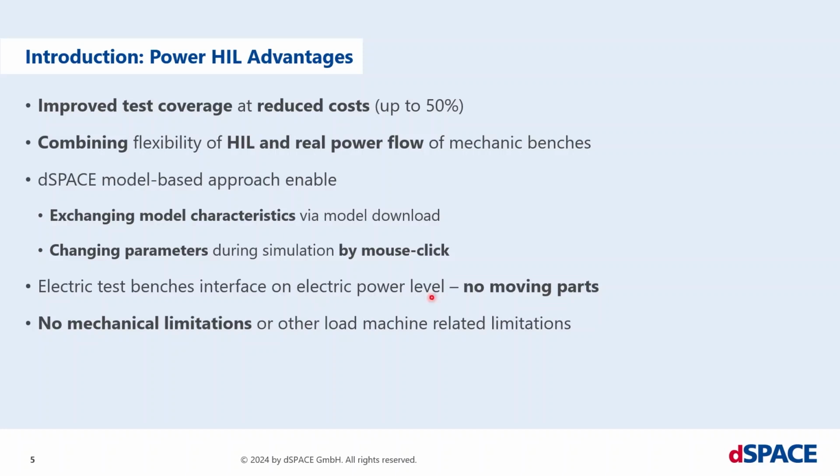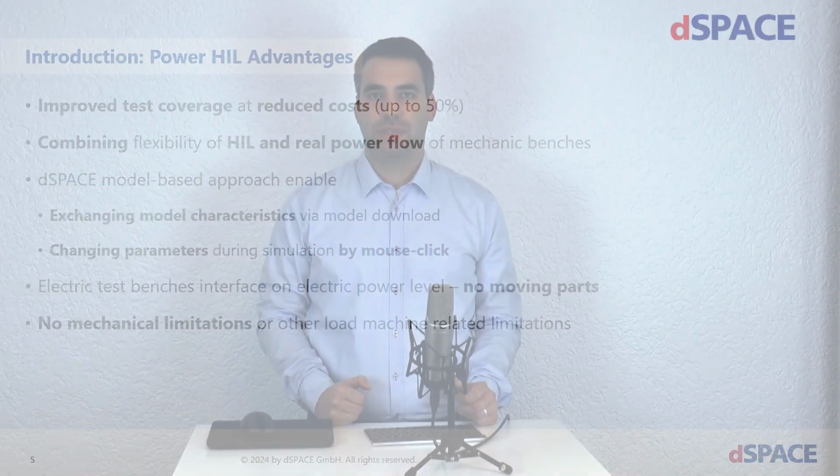We do not have any moving parts in these test benches, although we are testing on power level. So compared to rotating test benches, we do not have any moving parts. We do not need the big windmill and your generator. And we do not have any mechanical limitations. So for example, we can have a stepwise change in the speed without any inertia in your generator. That is possible because we simulate in real time your environment and then bring this behavior on the power level.